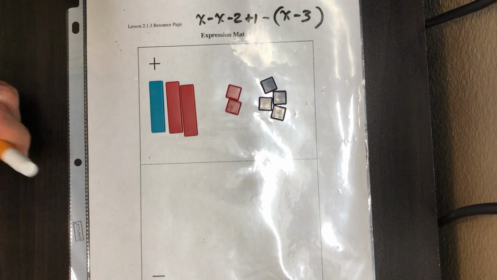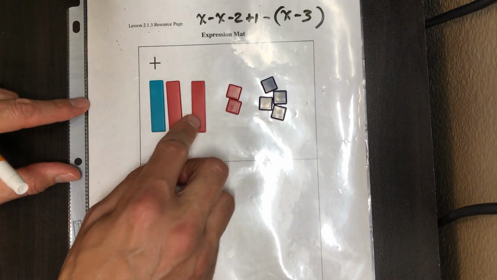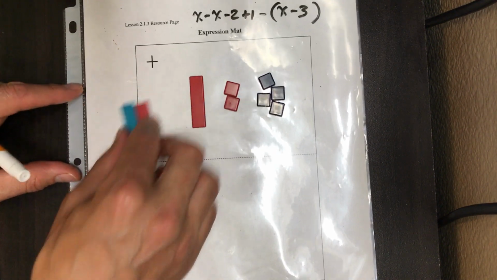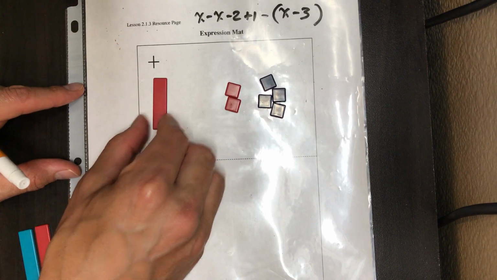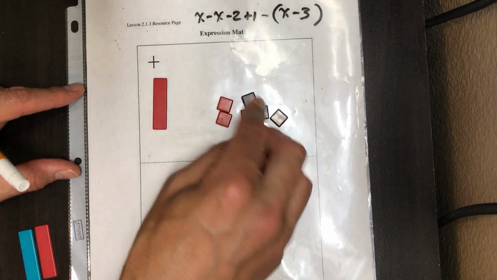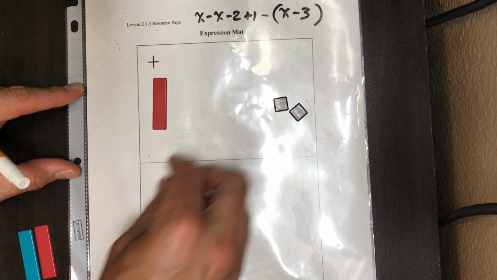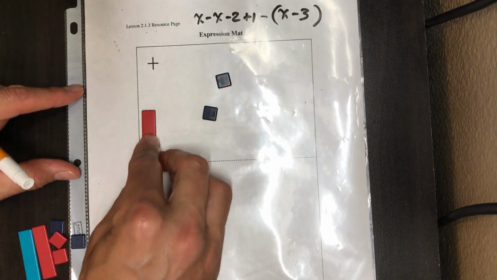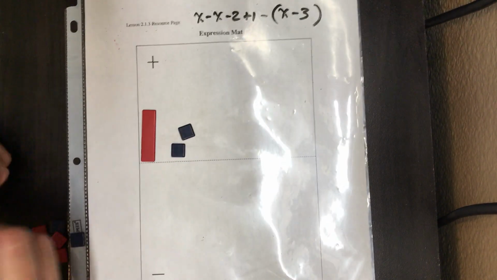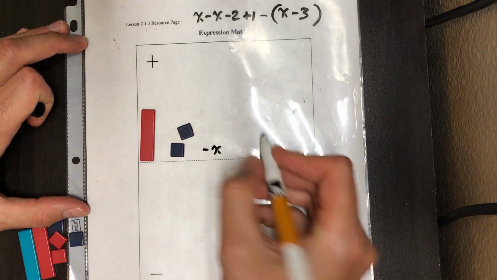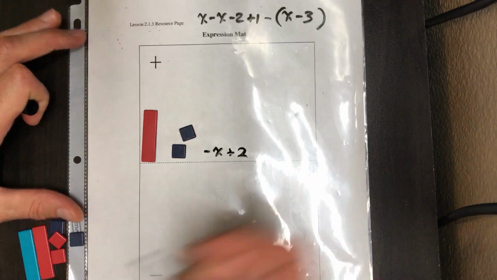And now we could start looking for zero pairs. All right, so what's going to create zero here? A positive x and a negative x. See you later. Left with a negative x. Got two negatives and two positives. Those will create a zero pair. See you later. And here's what we're left with. So we're left with a negative x plus 2. A negative x and 2 ones.